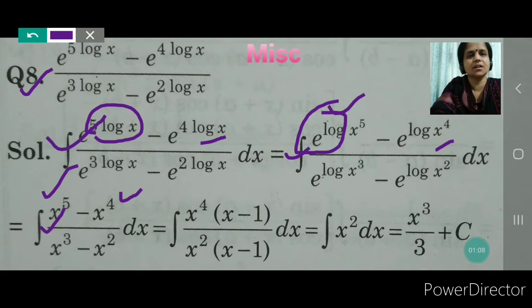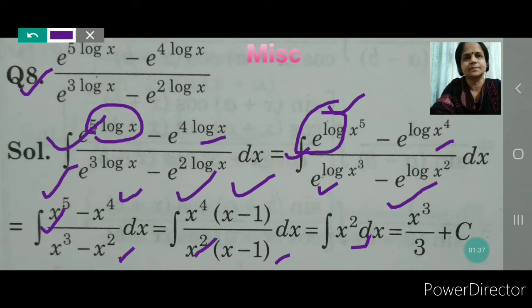Now take x raised 4 common in numerator. You will get x minus 1 in bracket. Same in the denominator, here x square is common, so we will get x square into x minus 1. Now x square will cancel to x4 and you will get here x square dx. So integration of x square is x cube by 3, plus c since it is indefinite integration.